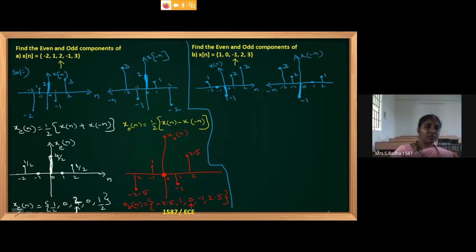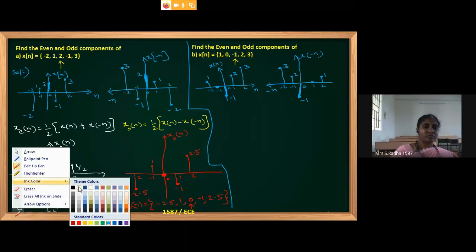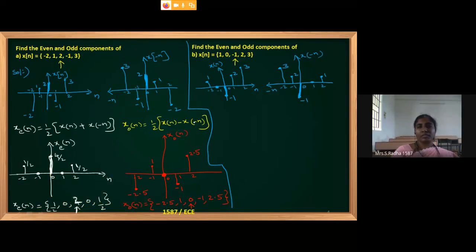Now I will go with the even component, the white color diagram. The even component formula is half of x of n plus x of minus n. You draw the diagram, x-axis, y-axis. I am trying to draw the sketch of the even component. This is the origin, positive n, and 1, 2 points, minus 1, minus 2 x-axis points.